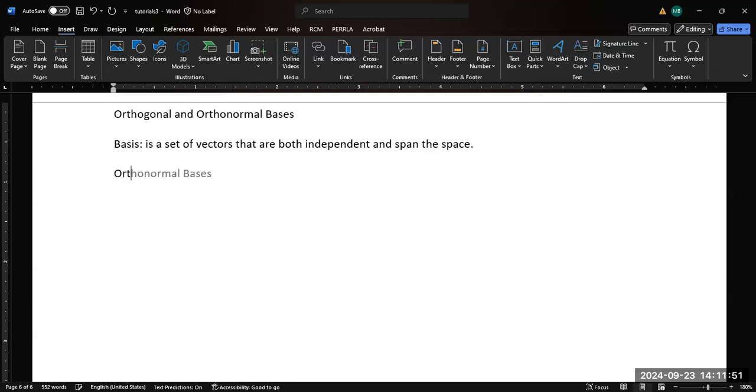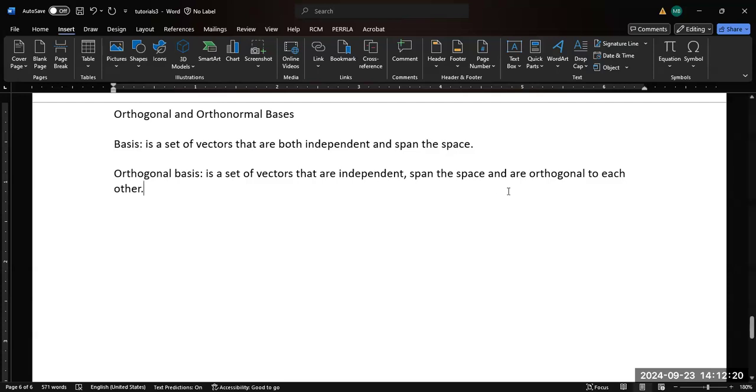When you have an orthogonal basis, you are adding one additional property, and that is this is a set of vectors that are independent, span the space, and are orthogonal to each other. So mutually orthogonal.